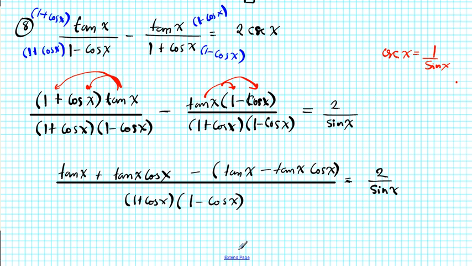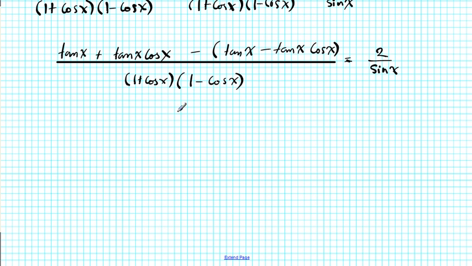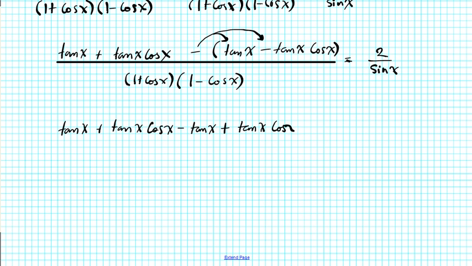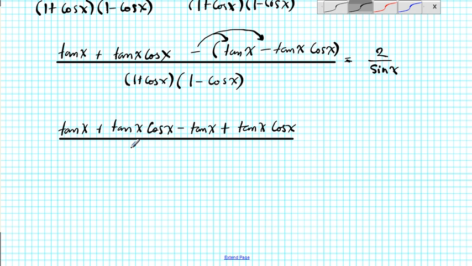Alright, so now we're going to move along. So next we're going to have, now this one, we're going to distribute this minus. This minus will get distributed to this term and this term right here. So on the top, we're going to have tan x plus tan x cosine x minus tan x plus, because minus times a minus is a plus, tan x cosine x divided by 1 plus cosine x, 1 minus cosine x.